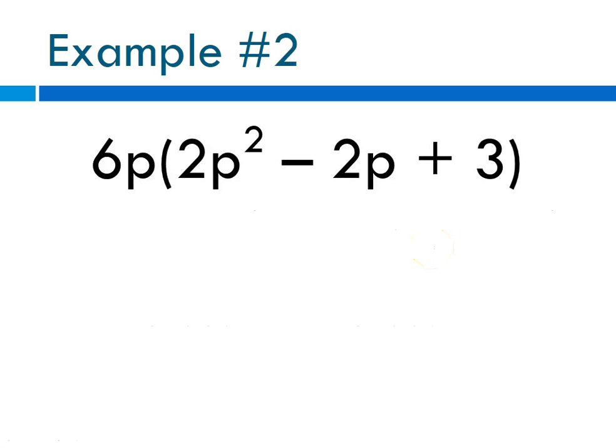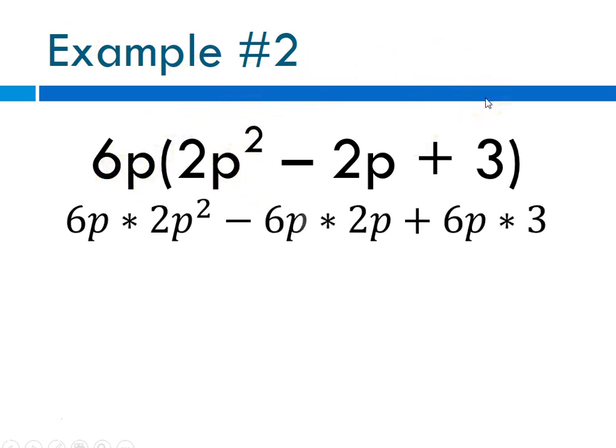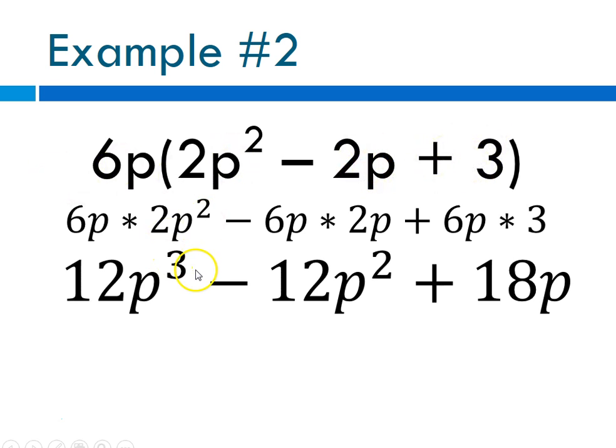Alright, so we're going to do the same thing here, but we're going to multiply the 6p to all three terms. So you get 6p times the 2p squared, 6p times 2p, and 6p times 3. So when you multiply that out, you're going to get 12p cubed minus 12p squared plus 18p. Again, we use our exponent rules with the p to the first and p squared because we were multiplying here. Same thing here, we were multiplying, so we had to go to p squared.